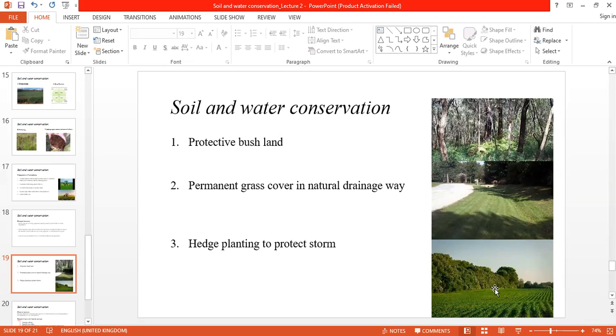Those are the biological measures. But of course, there are many others which we can see out there; in different countries, they will have different methods. But the principle is that for biological measures, we are using living organisms to prevent soil erosion and soil compaction.